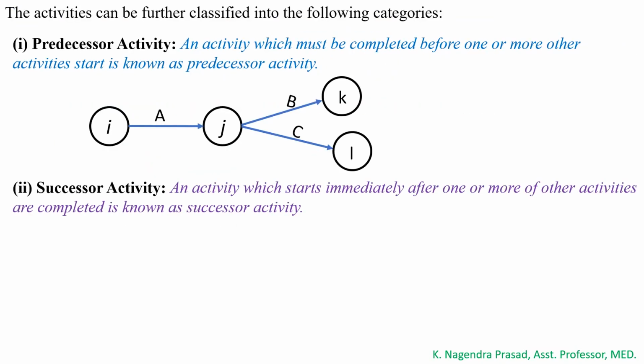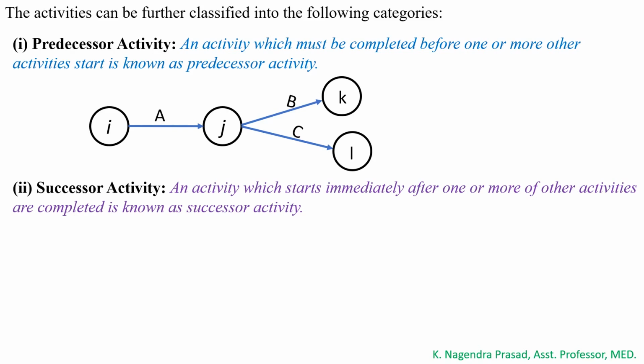These activities are classified into the following categories. First one is the predecessor activity. An activity which must be completed before one or more other activities start is known as the predecessor activity. Let's see the example. Here in this example, activity A is carried out first. After completing activity A, we have to carry out activity B and activity C. So here activity A is the predecessor for activities B and C.